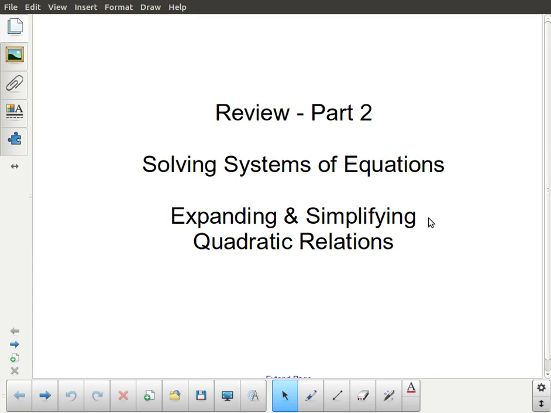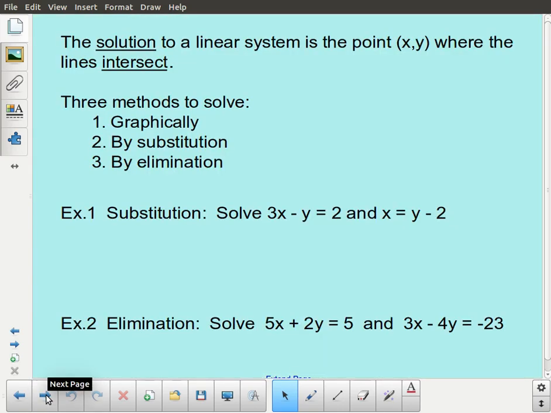And then we're also going to be looking at the expanding and simplifying of quadratic relations. And in particular, we're going to be looking at expanding out sets of binomials in brackets. So let's go ahead and get started.